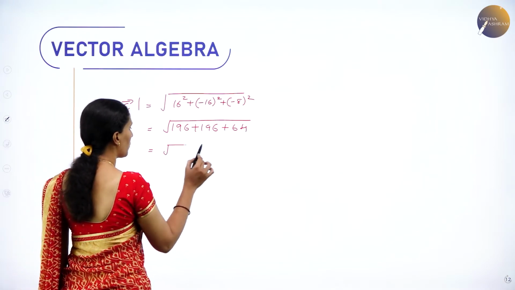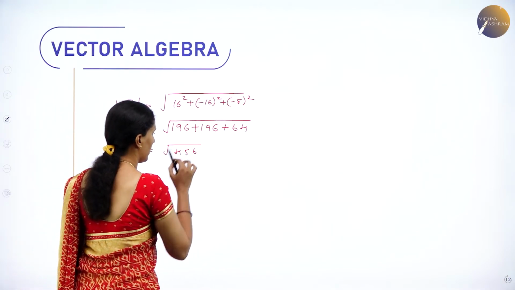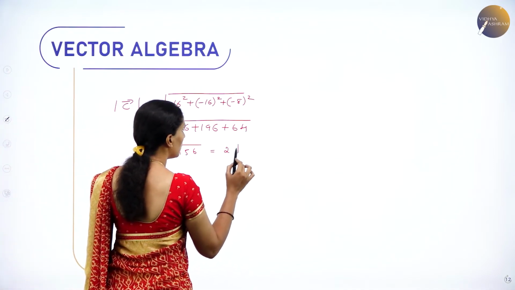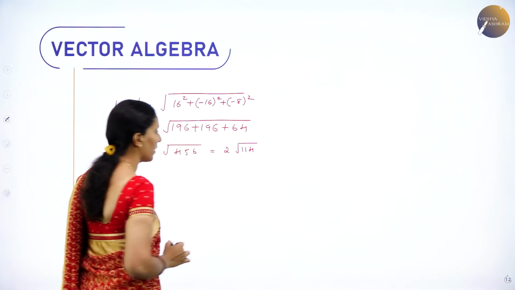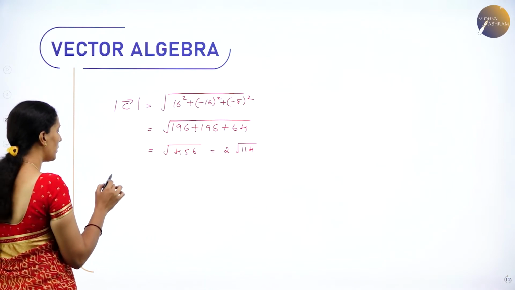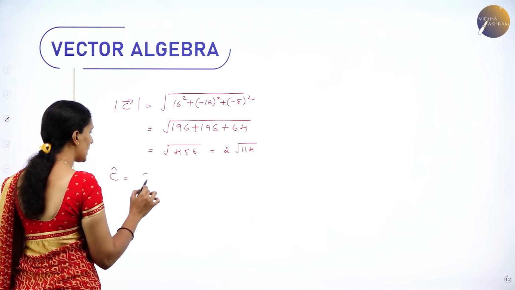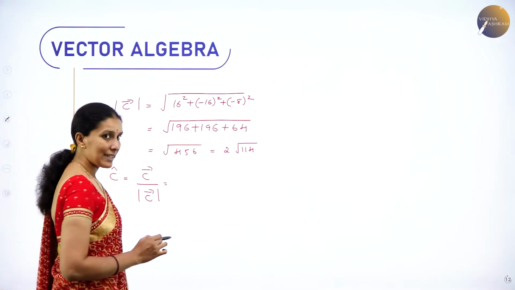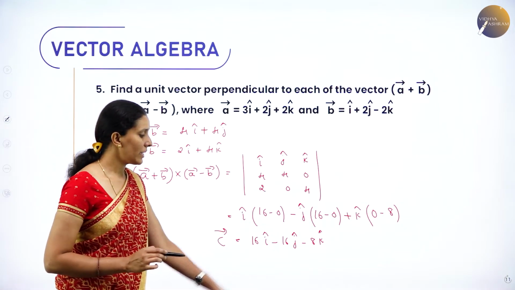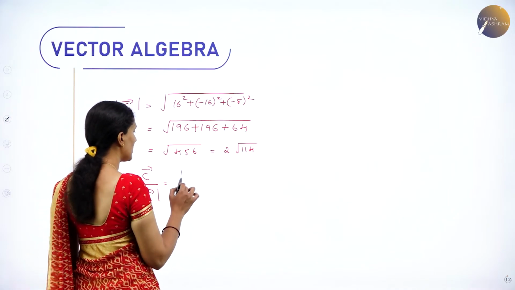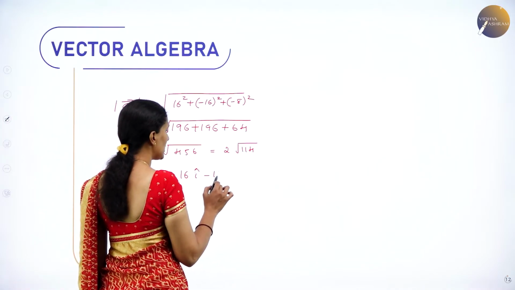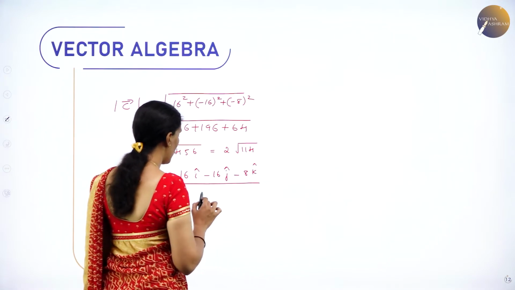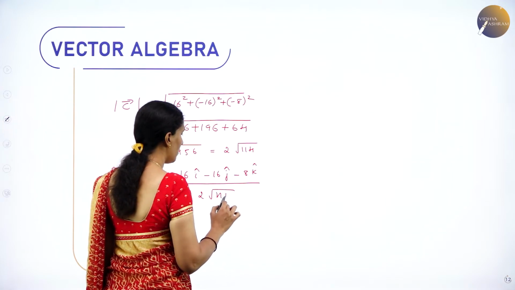This is equal to square root of 456, which on simplification you will get the value as 2 root 114. Now we need the unit vector, that is C cap, which is nothing but vector C divided by magnitude of vector C. So vector C we have 16i minus 16j minus 8k. So that is 16i minus 16j minus 8k divided by 2 root 114.